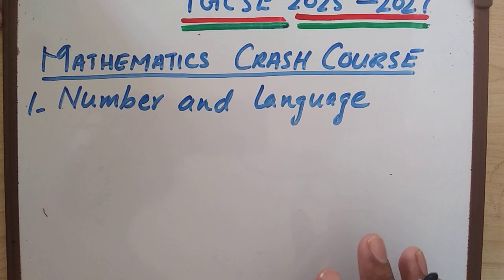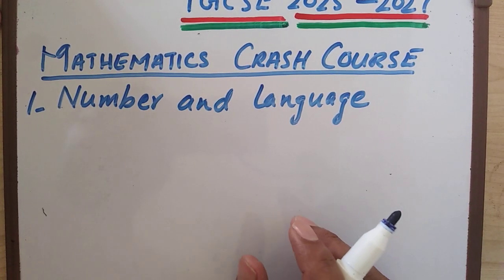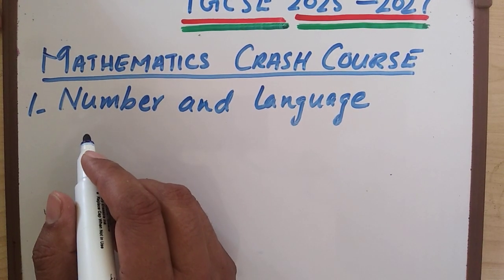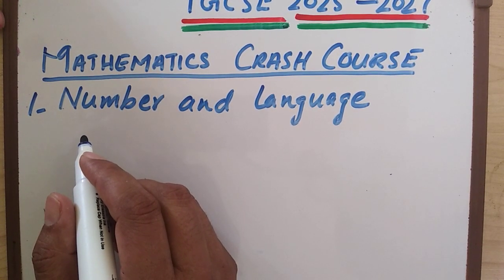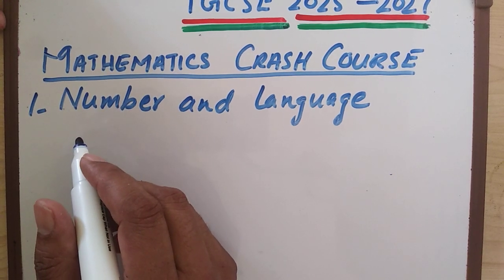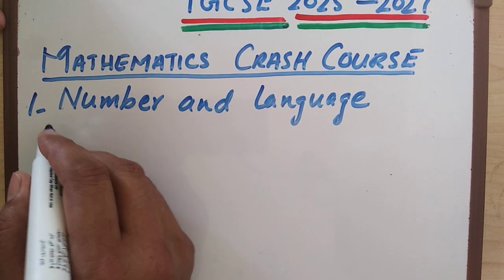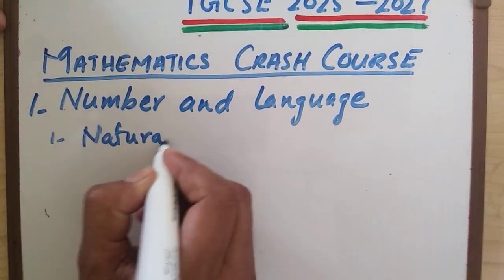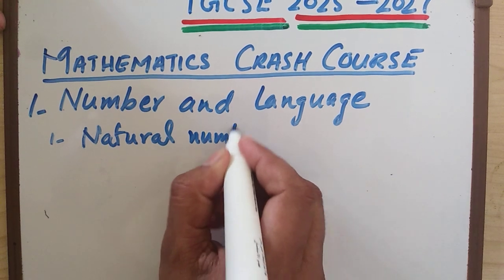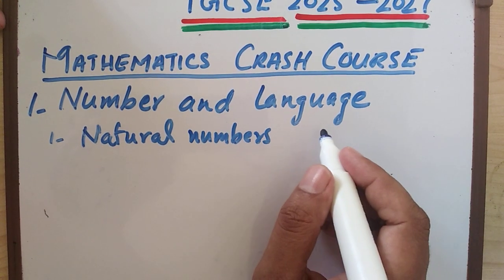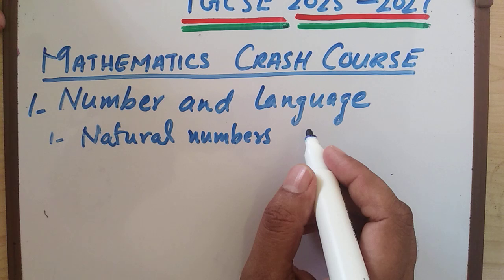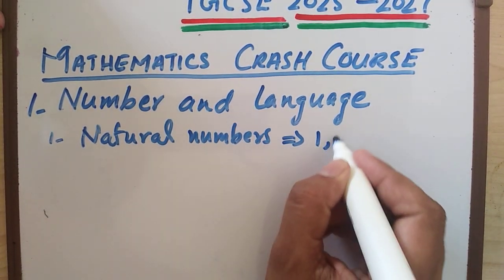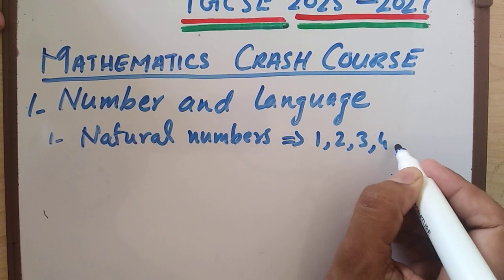The first thing, number and language. Here we are going to discuss some types of numbers that we are going to use throughout the syllabus. The first type of number is natural numbers. So what are natural numbers? Natural numbers start from 1, 2, 3, 4 and so on.